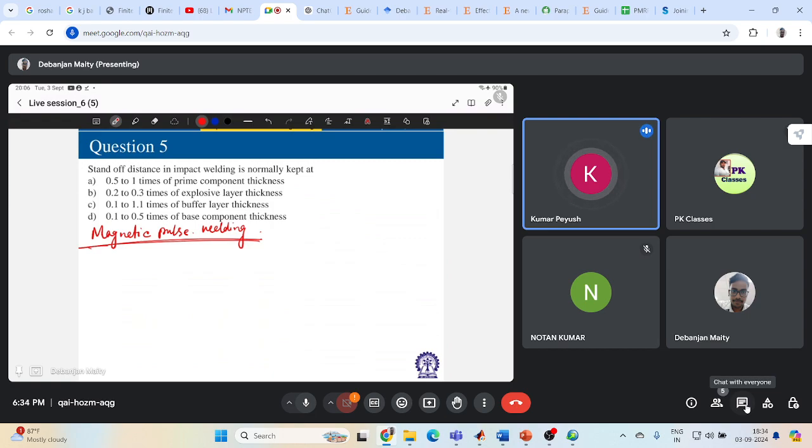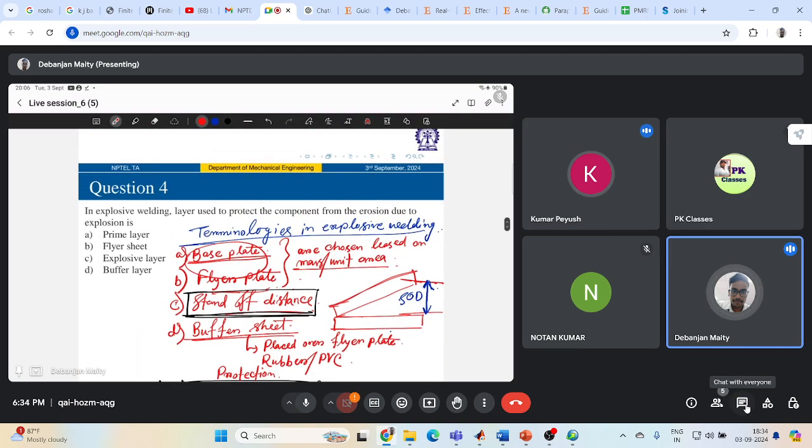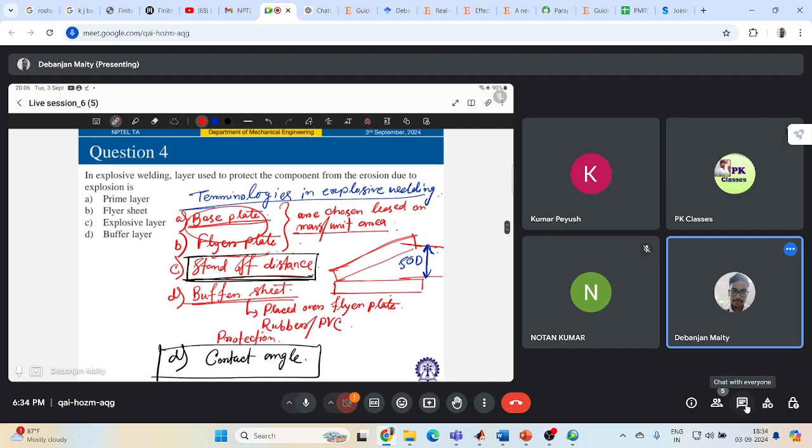By which the workpiece is held at an angle. I'm not getting you. Can you come again? By which thing the workpiece is held at an angle. Why is the workpiece kept at an angle? By which thing, with whose help is it held?